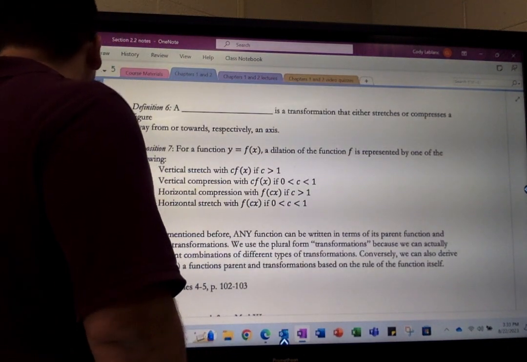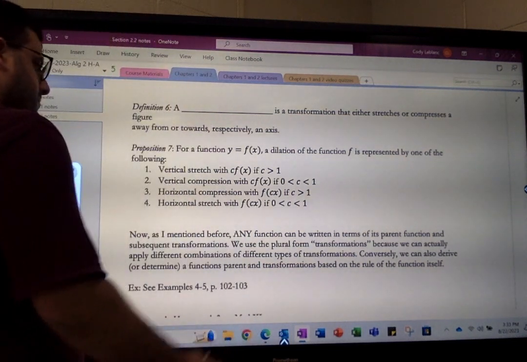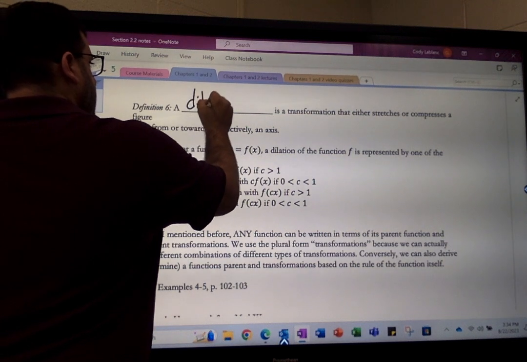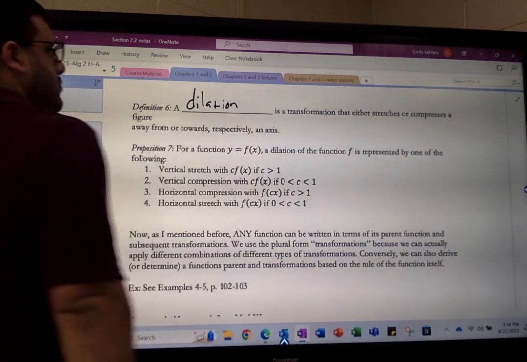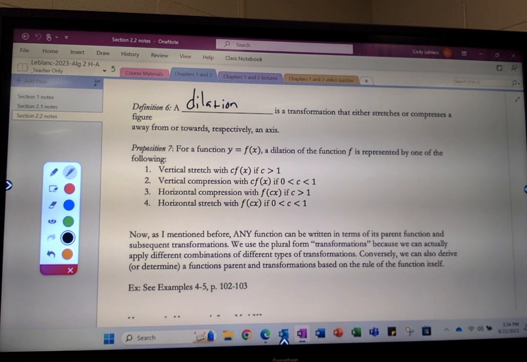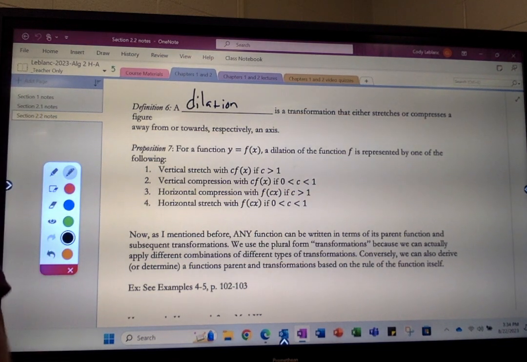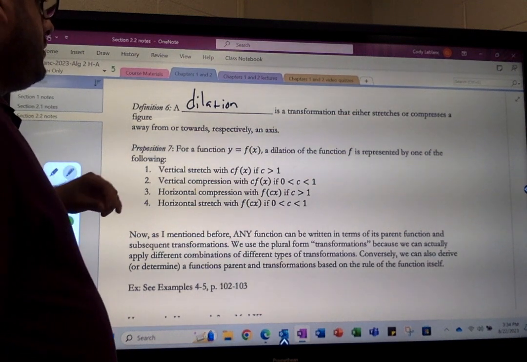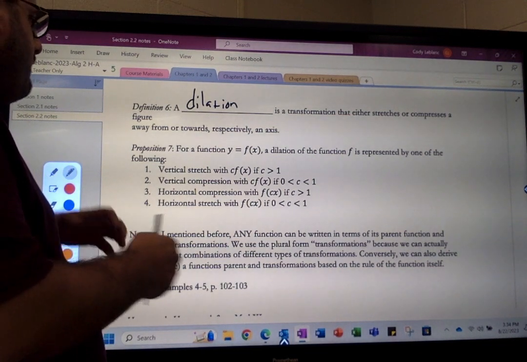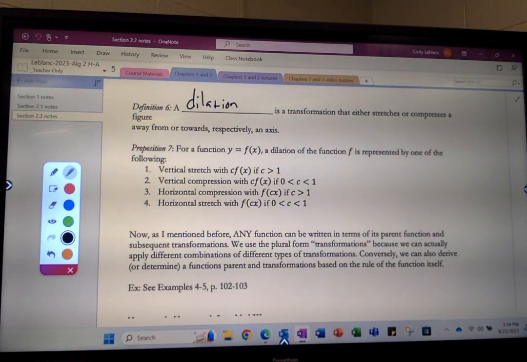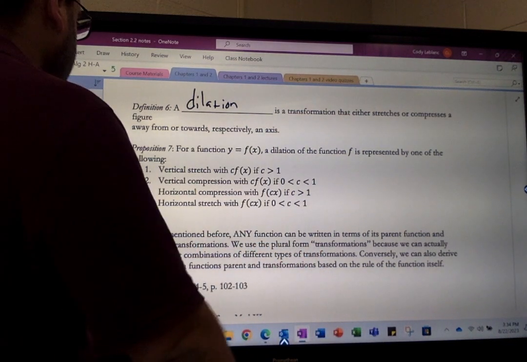Okay? So, next definition. A dilation is a transformation that either stretches or compresses a figure away from or towards, respectively, an axis. So the vertical stretch and compression stretches or compresses it away from or towards the x-axis, and then similarly for the y-axis, also with horizontal compressions or stretches.